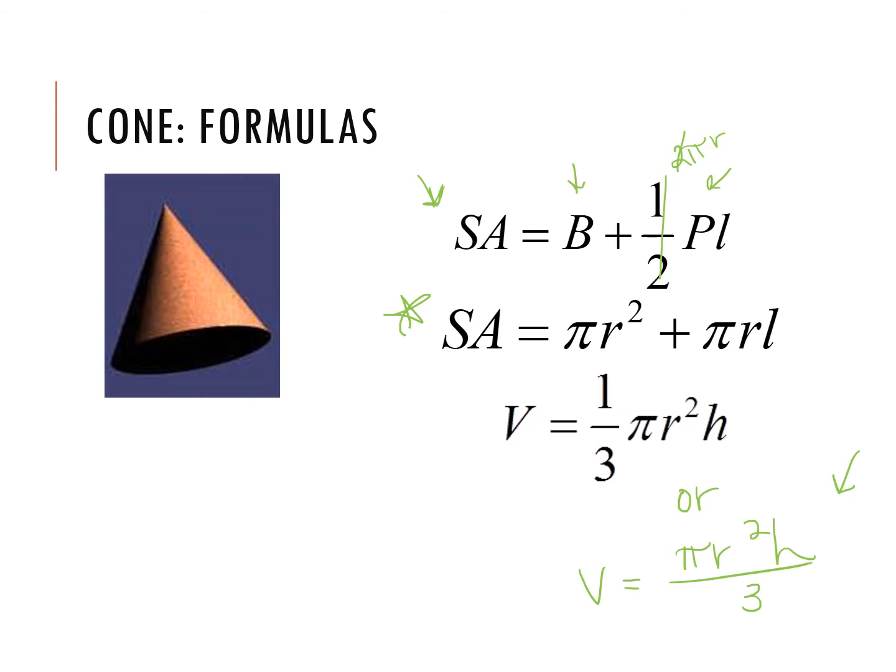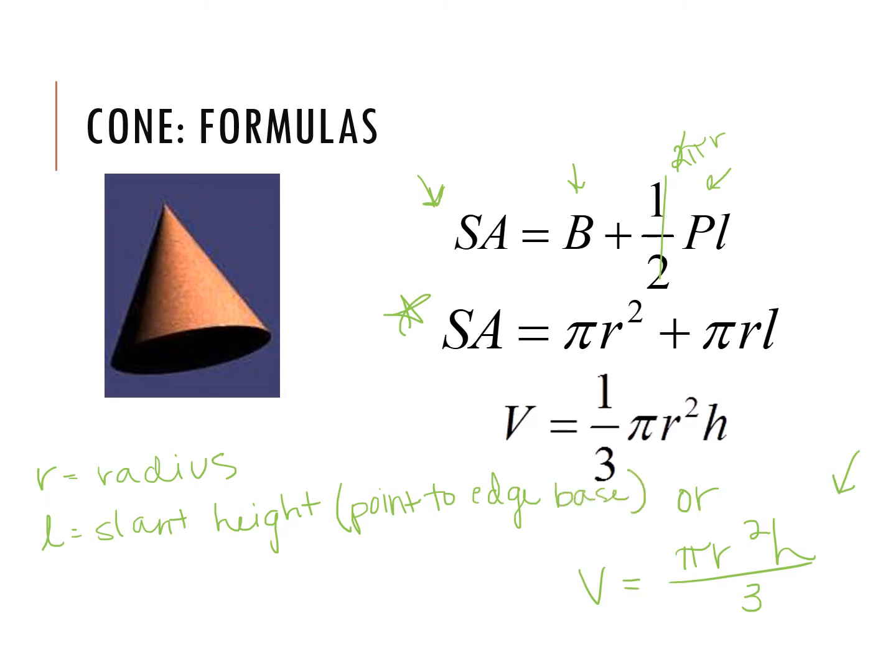Again, we have to understand pi, r, h, and l, so we have to break down those variables. So r, we know, is going to be the radius. The L, again, is the slant height. The slant height goes from the point or the tip of the cone to the edge of the base, or the side of the base, however you want to say that. And then the h, the last variable we need to know, is our regular height, and that goes from the point or the tip to the center of the base.